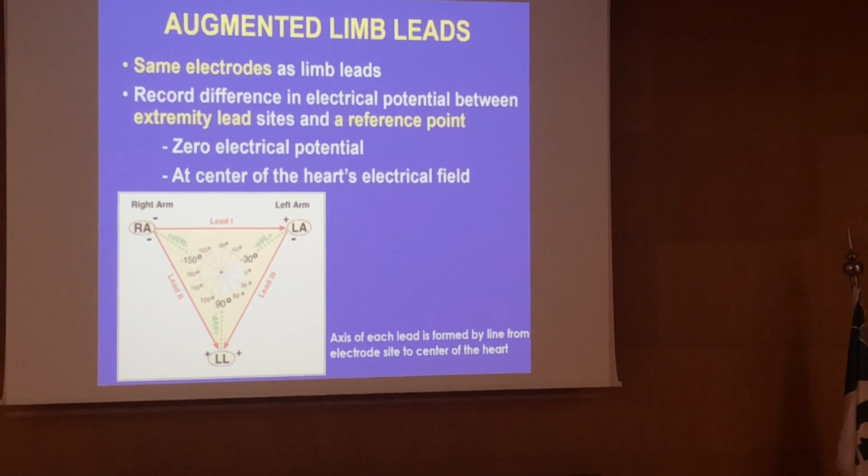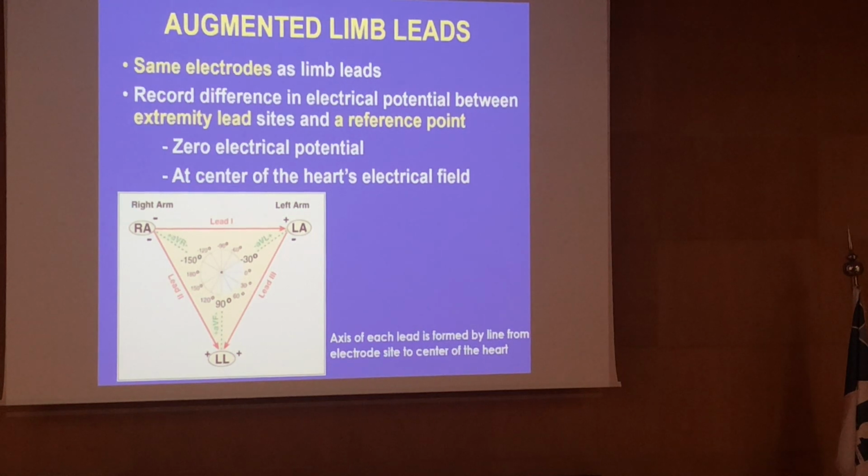And why do we call it augmented? The signal is very small, so the machine has to increase it, augment it for us so we can see it. So if the electrode is in the right arm, we call it augmented vector right. What do you expect the P wave to be in augmented vector right? Will it be positive or negative? Negative, because everything is moving away from the electrode during atrial activation. The QRS complex would also be negative because it's moving away from it.